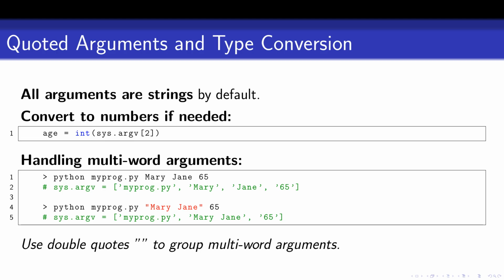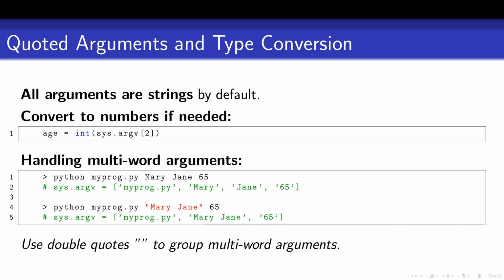Another important aspect of working with command line arguments is understanding that all values are strings by default. If you're expecting a number, like an age or a count, you'll need to explicitly convert it using int or float. Additionally, if a user inputs multiple words, each space-separated part is treated as a separate argument. To group them into one, users must wrap the text in quotes.